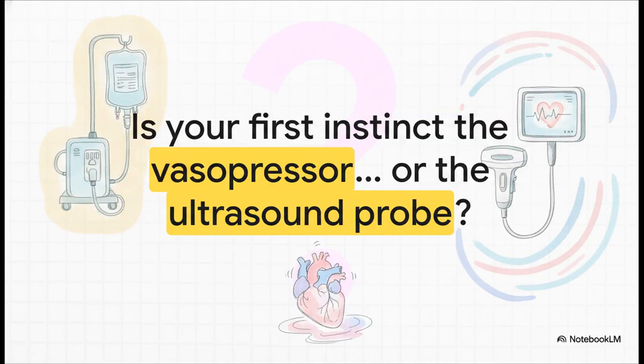So I'll leave you with this final thought, a question to take back to your practice. Your post-op cardiac patient is hypotensive. Is your first instinct to reach for the vasopressor or to reach for the ultrasound probe? For any unexplained instability, the answer has to be the ultrasound probe first. It will give you the diagnosis and guide you to the right therapy instead of just treating a number.